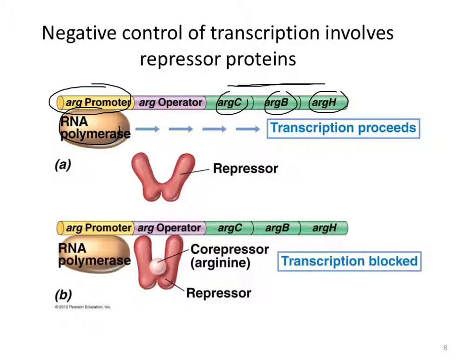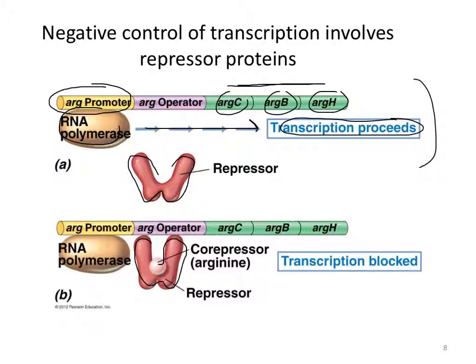So the genes C, B, and H here are the structural genes that encode the enzymes necessary for arginine biosynthesis. The promoter is shown in yellow. RNA polymerase binds to that promoter, but it can only transcribe if the repressor protein, shown here and here, is not attached to the ARG operator sequence. The repressor protein's default state is to be off or unattached to the operator, as in the top of this figure, shown up here. Okay? So when the repressor protein is off the operator, transcription can proceed because there's nothing blocking RNA polymerase.